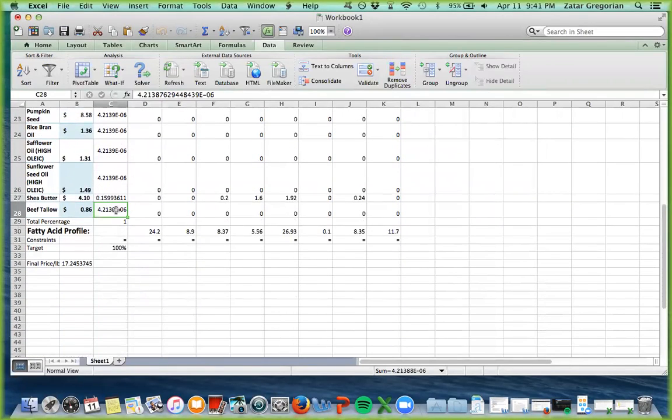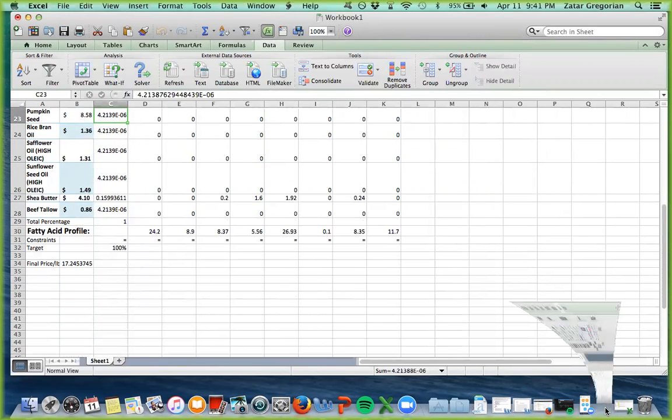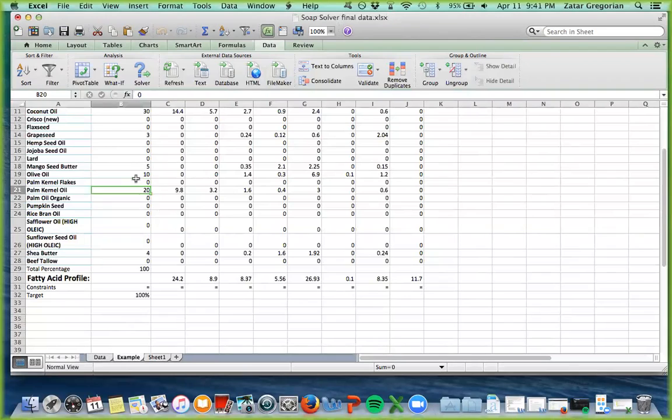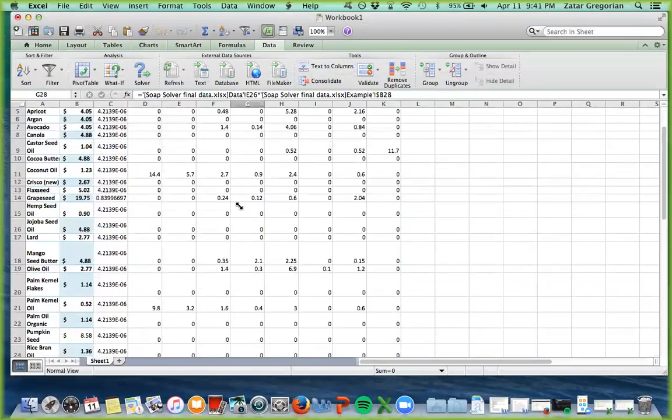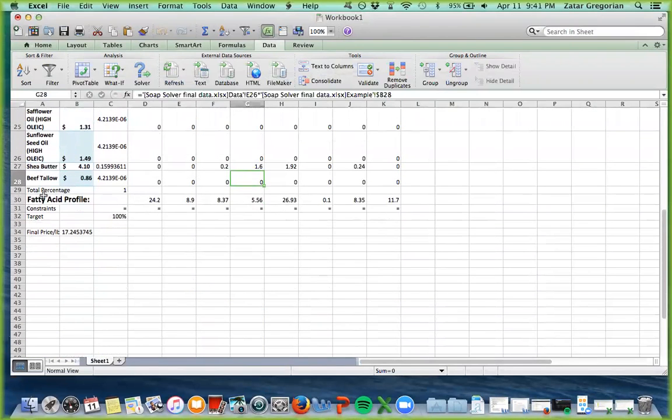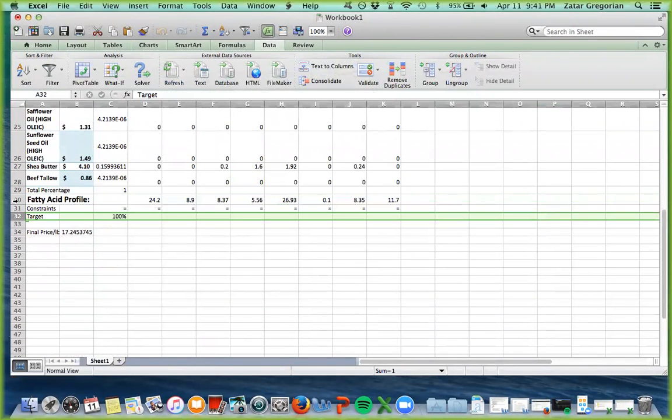I don't think these were initially input as percentages. Let me go look. Yeah, these are still whole numbers. That shouldn't impact anything. If the pounds are 100, then the total percentage will equal the number of pounds. So I'm just really confused. For the soap to work, the fatty acid profile does have to be identical in both recipes. That's how you get various qualities in the soap.